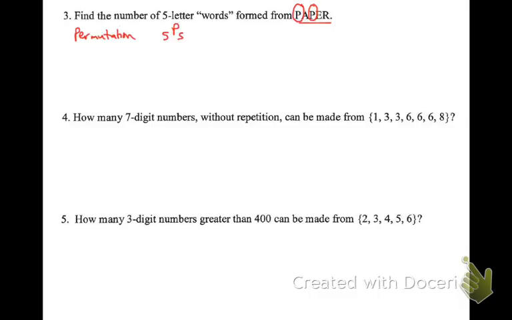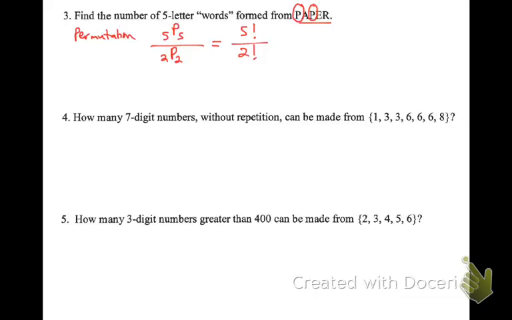Okay, if you put a P down, you don't know if you're going to be using another P, so we have to account for that double letter in some way. So what we're going to do is divide by however many times that P occurs. So there's 2 P's, so I'm going to divide by 2P2. Essentially what you're doing is 5 factorial over 2 factorial.